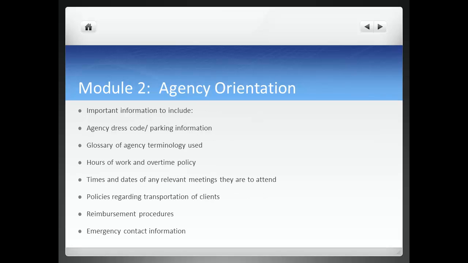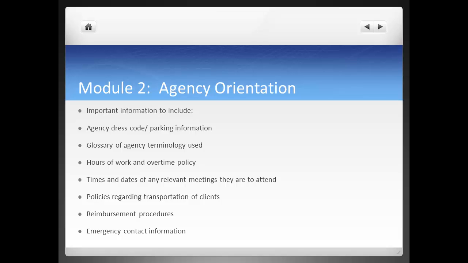There may be some specific information that you will want to include in your orientation. Having a discussion about the agency dress code is a very important part of an agency orientation, letting students know what's appropriate attire in the agency and what is not appropriate. Parking information. If a student is driving their vehicle to your agency every day, where is it acceptable for them to park? A glossary of agency terminology used.